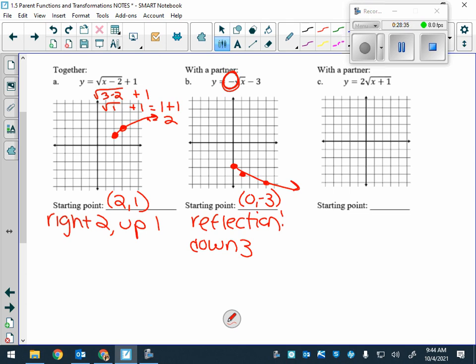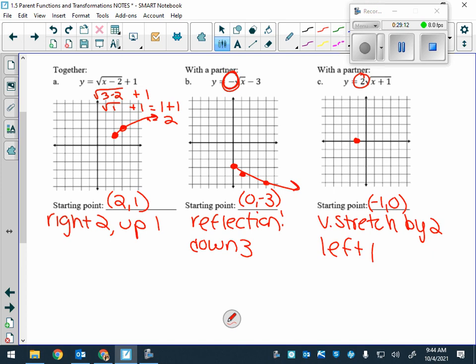Correct. So C, what is my starting point? -1, 0. What types of transformations are happening? Vertical stretch by 2. This is a vertical stretch because the 2 is our A value. What other direction am I moving in? Yeah, Kip. Left 1. Okay, so my starting point.